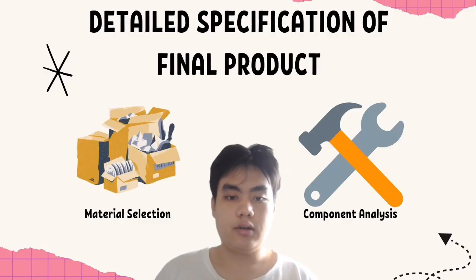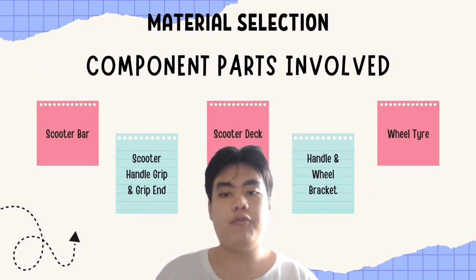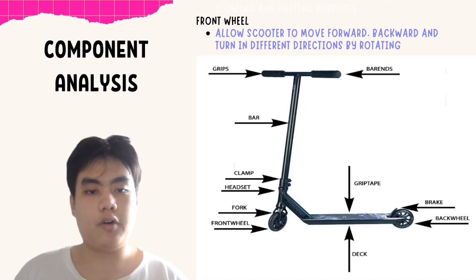So, in conclusion, the right material selection is paramount for optimizing scooter performance and longevity. Each component plays a crucial role, and understanding the properties and cost of materials allows for informed decision-making in the design process. Now, let's focus on the crucial element that propels the scooter, the front wheel.